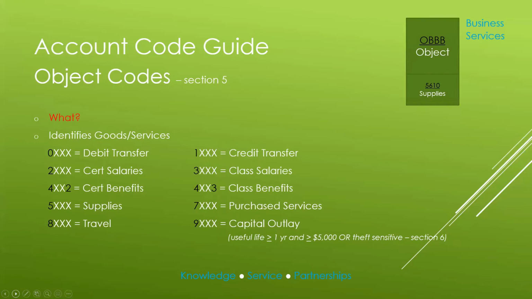8 for travel is pretty easy. 9 for capital outlay. Now that is if we have assets that we're purchasing with a useful life greater than a year and greater than or equal to $5,000 per unit, or a theft sensitive item, and you want to refer to section 6 for that, because we've got suggested criteria. It's always going to be things like computers, printers, cameras, projectors, basically things that we think would grow legs and walk away. And in a capital outlay situation, that's all the costs involved to install and get that asset ready for use.